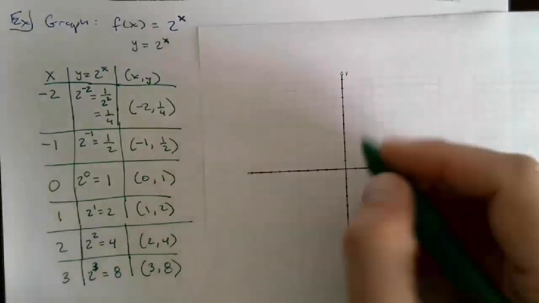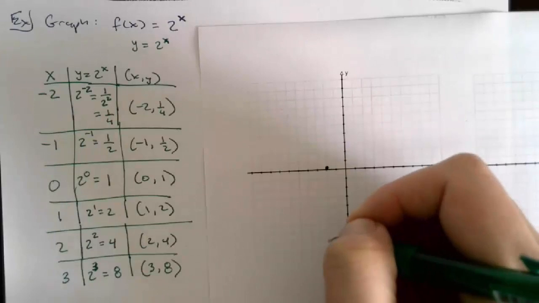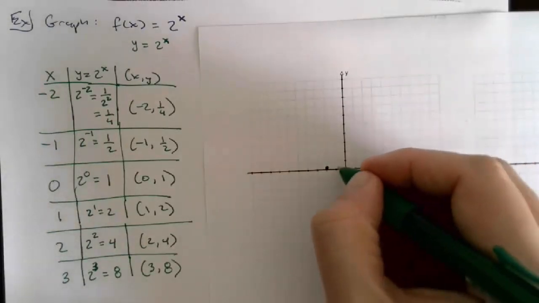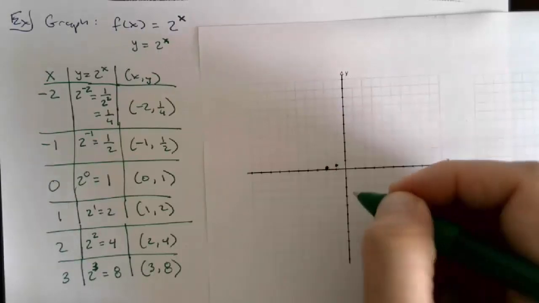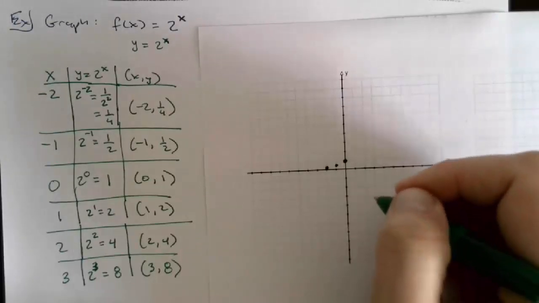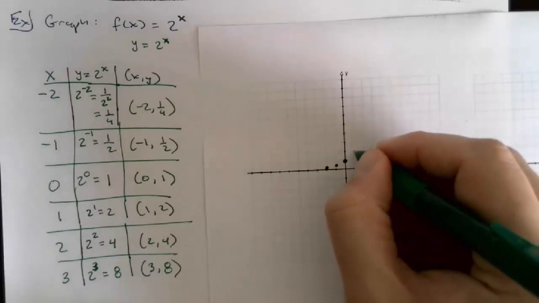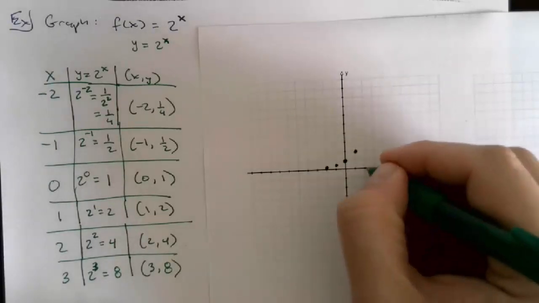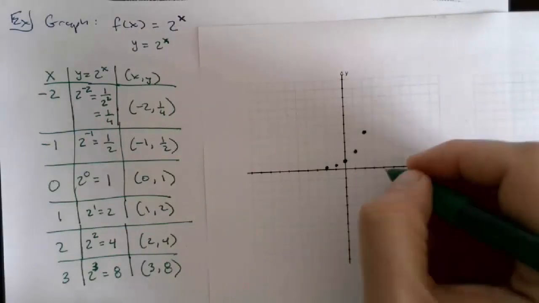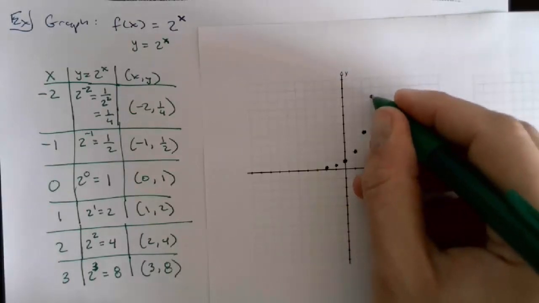So if I was looking at (-2, 1/4), the x value -2, the y value 1/4 would be just above the axis there. If I was looking at (-1, 1/2), well, that would be right about there. (0, 1), right, that's going to be what we call the y-intercept, right? It crosses the y-axis there. (1, 2), the x value of 1, the y value of 2 would be there. (2, 4), so 2, then up 1, 2, 3, 4 would be there, and (3, 8), up 1, 2, 3, 4, 5, 6, 7, 8 would be there.